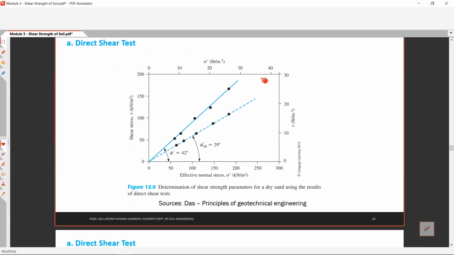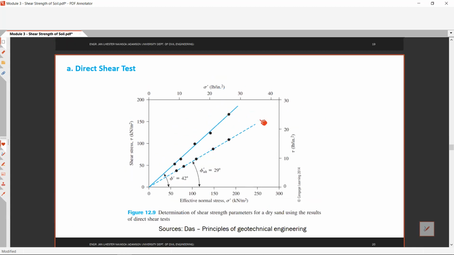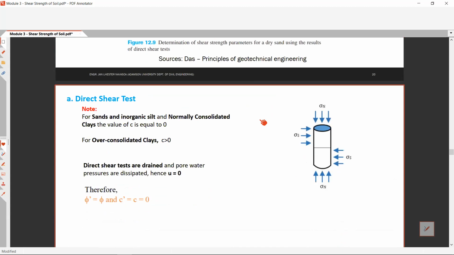Okay, if we graph yung na-compute natin sa laboratory for the normal stress and the shear stress, this one is an example of the graph of determination of shear strength parameters for a dry sand using the result of the direct shear test. Okay, so ipo-plot lang yung effective normal stress and the shear stress. Di ba, there we have a corresponding value of effective normal stress, then meron siyang combination ng shear stress. So ipo-plot sila isa-isa, then you can create this graph. Then for the direct shear test, ito na nga yung stress element natin.